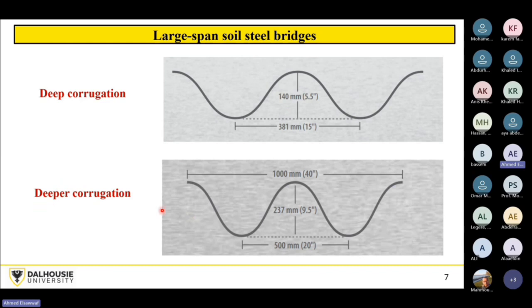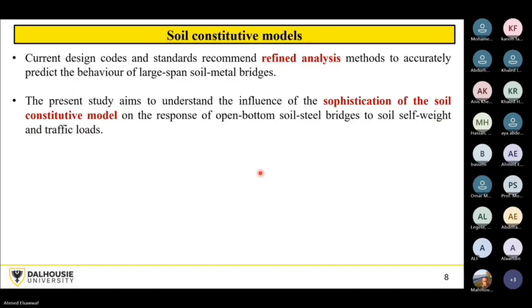The deeper corrugation profile was developed only in 2011, and it has a wavelength of 0.5 meter and a depth of 237 millimeters. Very high rigidity and high resistance to bending moments, thrusts, and deformations.